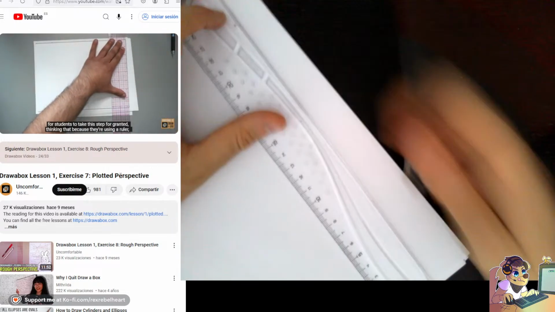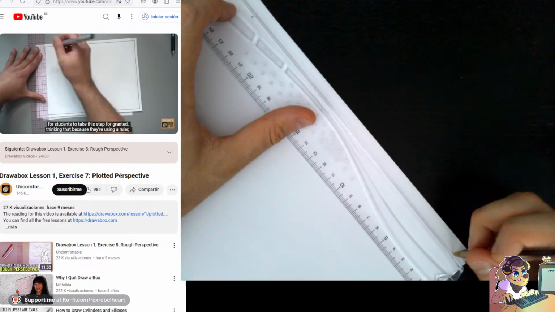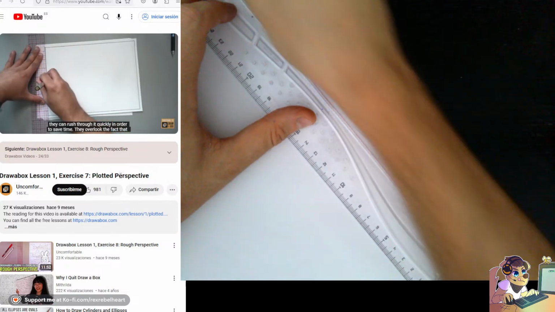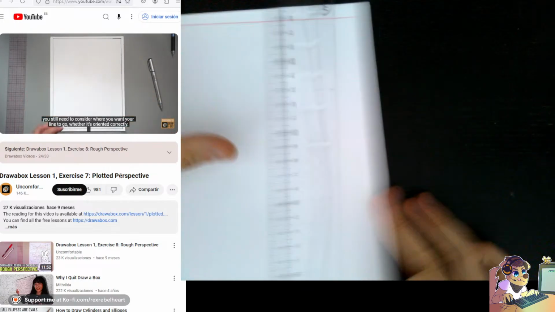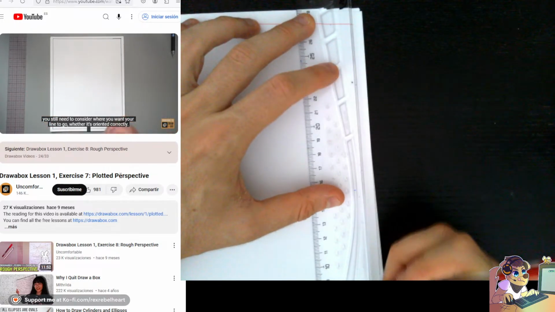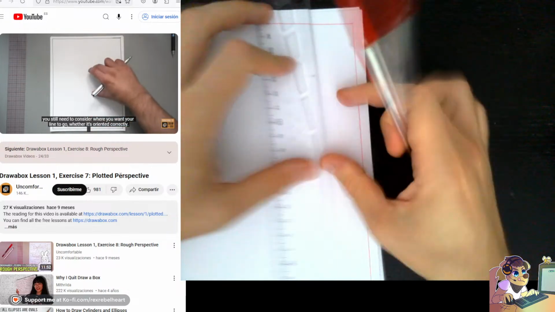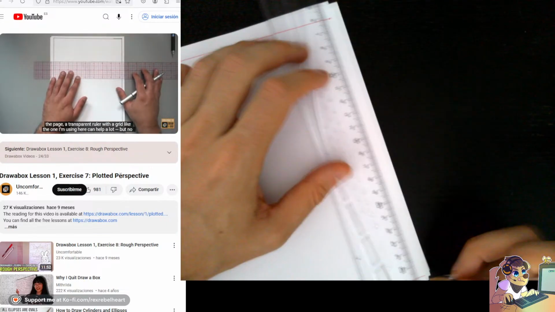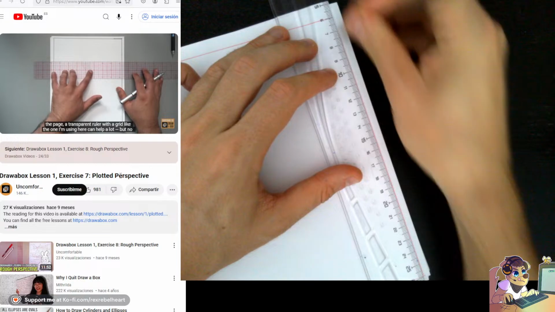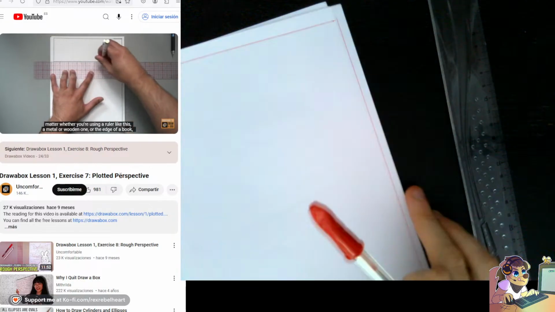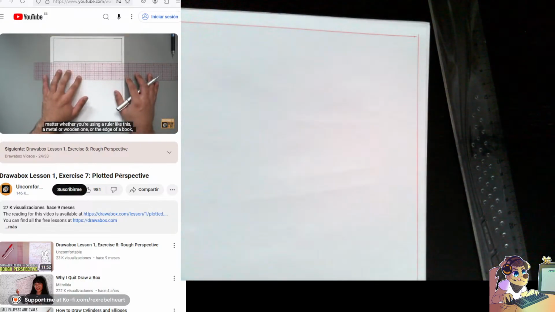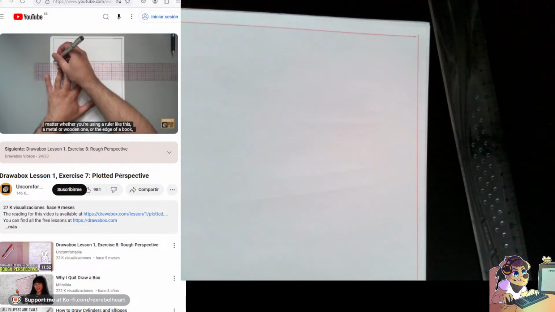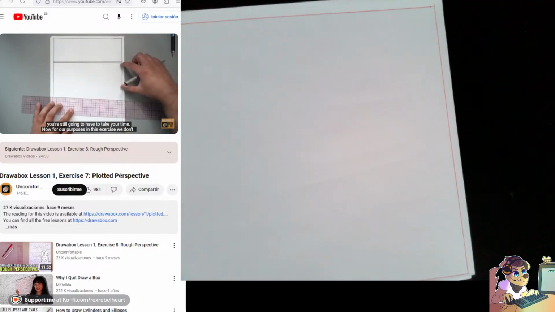It's easy for students to take this step for granted, thinking that because they're using a ruler, they can rush through it quickly in order to save time. They overlook the fact that you still need to consider where you want your line to go, whether it's oriented correctly. When it comes to ensuring the horizontals and verticals are perpendicular to one another on the page, a transparent ruler with a grid like the one I'm using here can help a lot. But no matter whether you're using a ruler like this, a metal or wooden one, or the edge of a book, you're still going to have to take your time.